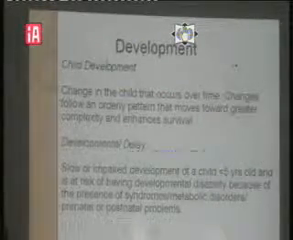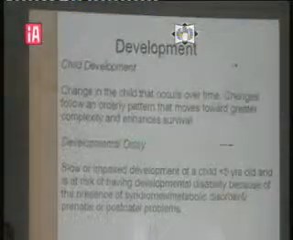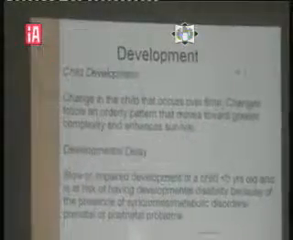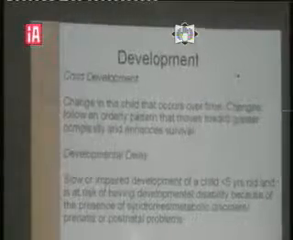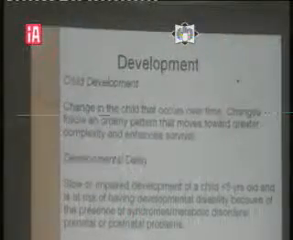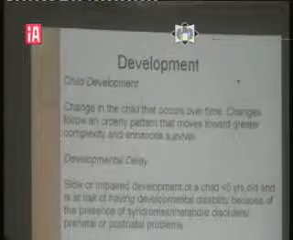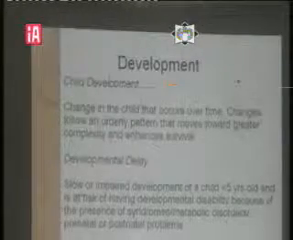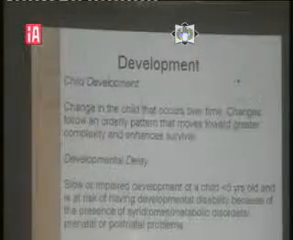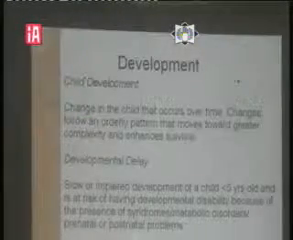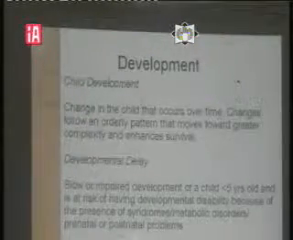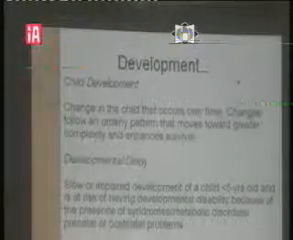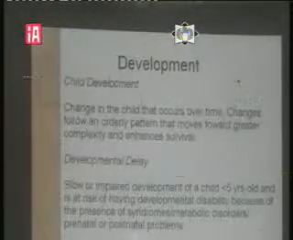What is a developmental delay? Once you know what is a normal development, we should know what is a developmental delay. A developmental delay is nothing but slow or impaired development of a child below 5 years of age, not above 5 years of age. Above 5 years of age, you have a different kind of diagnosis. It is below 5 years of age and the child is at risk of having developmental disability because of the presence of any syndrome, metabolic disorder, prenatal or postnatal conditions. So it is slow or impaired development.